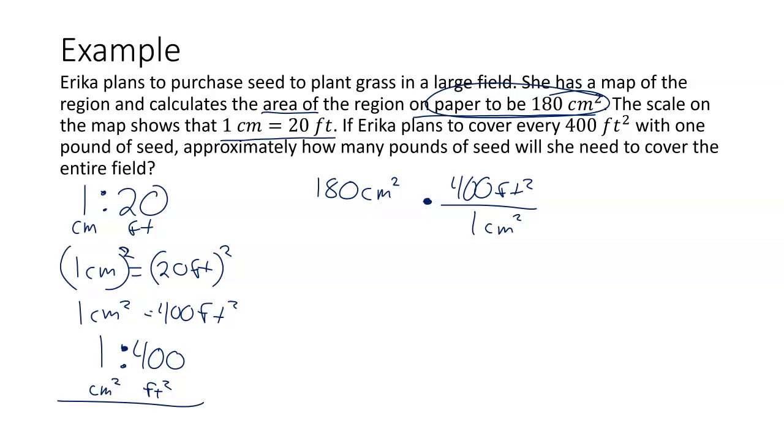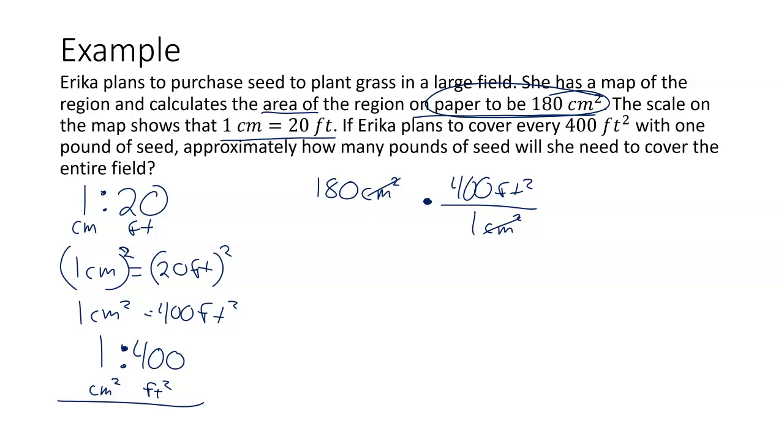Because what happens with my units here when I multiply? What happens with the centimeters squared? That's that dimensional analysis, that unit conversion. If I have centimeters up top and centimeters on the bottom, centimeters cancel. Now I'm just left with feet squared. So when I do this multiplication, it's going to give me the area of the entire field in real life, not just on the map. It's going to give me the actual square footage of the large field.